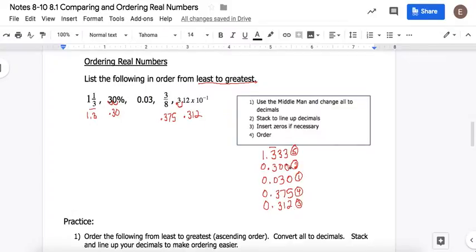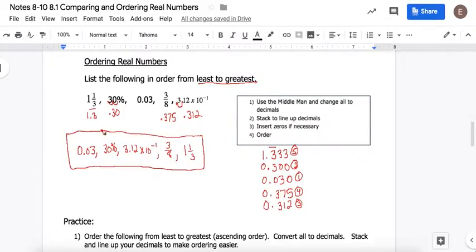Now remember, I'm not going to order these, I'm going to order the original form. So the first one was this one right in the middle, so it's 0.03. Then we have second, we have this one, which was 30%. Then we have the last one, which is 312 hundredths times 10 to the negative first. Then we have 375 thousandths, which was 3/8. And then finally, 1 1/3. Okay, I'm going to go ahead and box this in. This is my final answer.